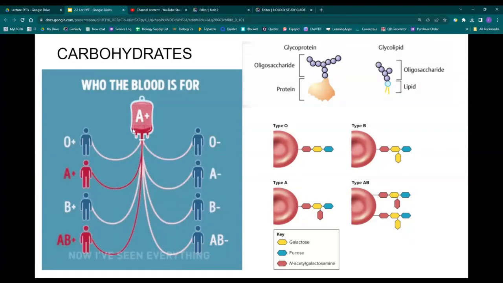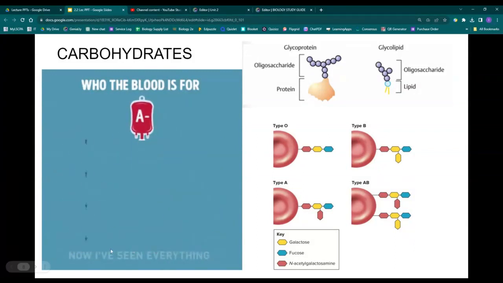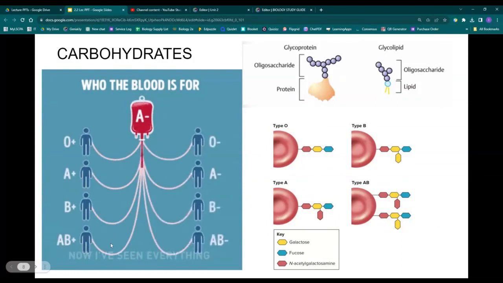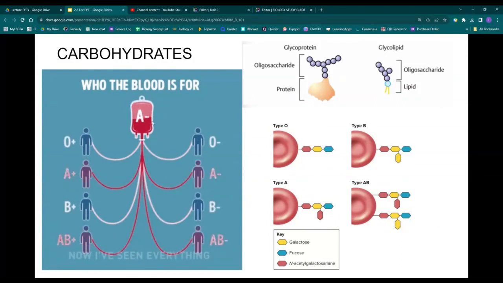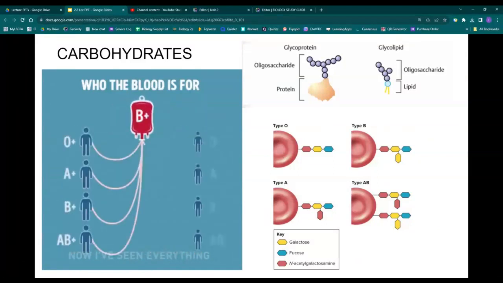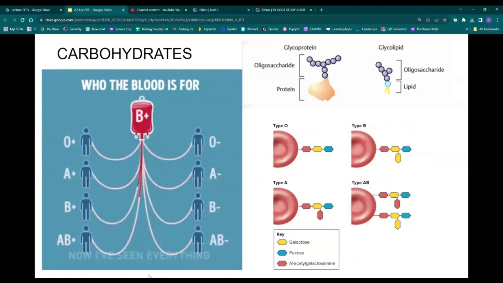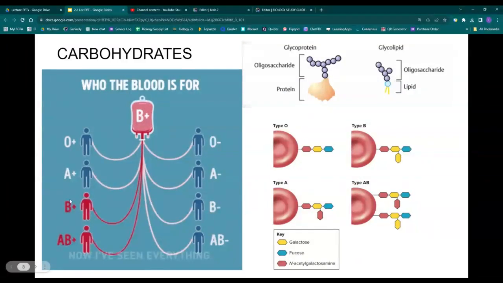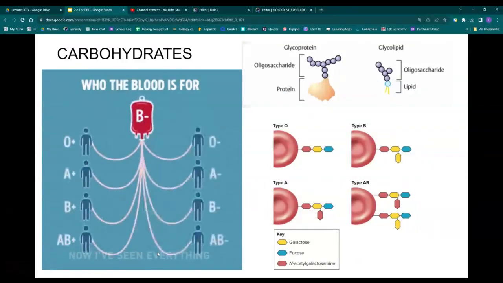So for instance, blood type A can donate to A or AB because you don't produce antibodies against A. But if you produce antibodies against it, for instance, blood type B would produce antibodies against A, so B blood can only be donated to B recipients or AB recipients.